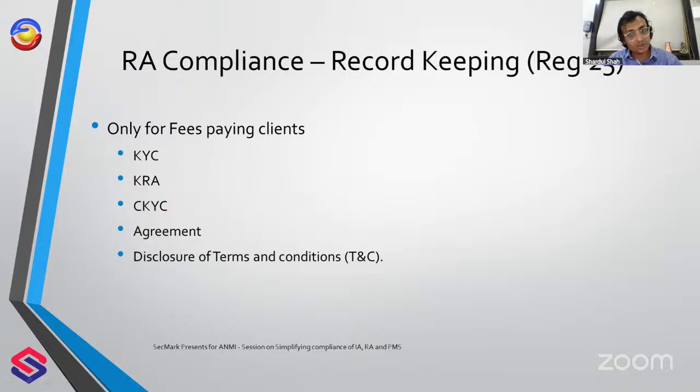However, I just need to mention that KYC-related documents need to be maintained only for fee-paying clients. If a customer is a subscriber of the research service but is not a fee-paying client, there is no need to maintain KYC, KRA or CKYC or agreement documents.